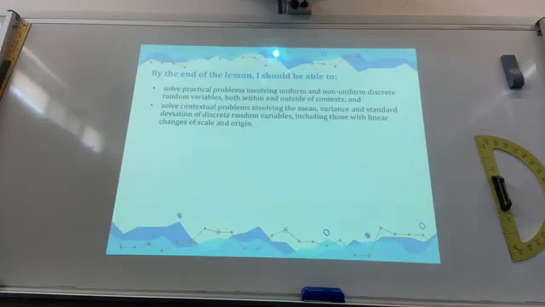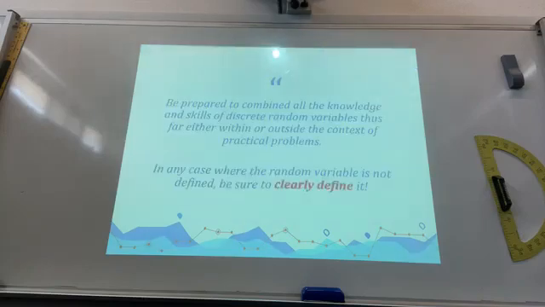I'm not going to go through every single thing again, but you should make sure that you know what I've taught you. Now, you have to be prepared to combine all the knowledge and skills of discrete random variables you've learned so far, either within or outside the context of the practical problems. So in any case where the random variable is not defined, be sure to clearly define it. You must make sure that you define it.